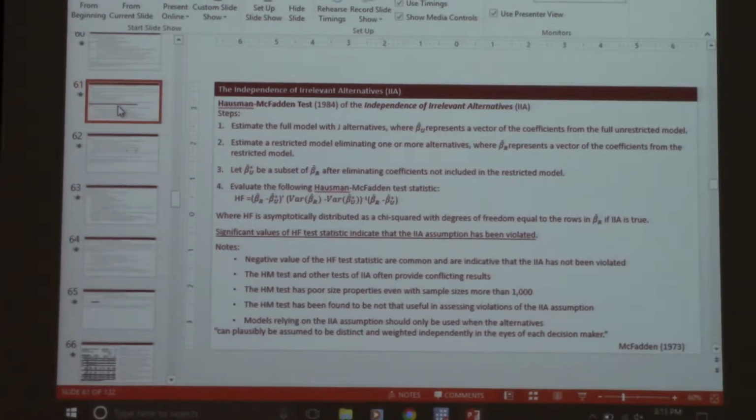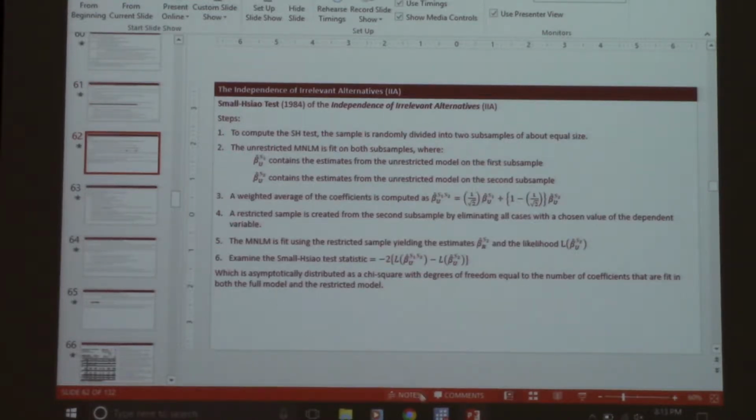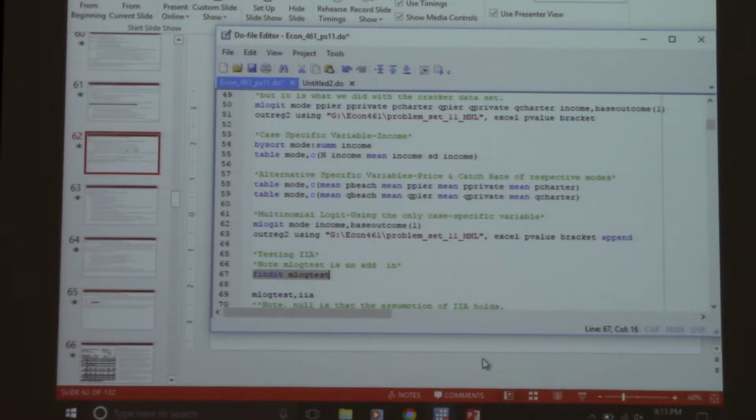And it basically does all this stuff, and it compares the coefficients and the variance of the coefficients to see if they change when we delete the category. We can do all this by hand. It's fun. We have nothing better to do. Or Stata can do it for us.